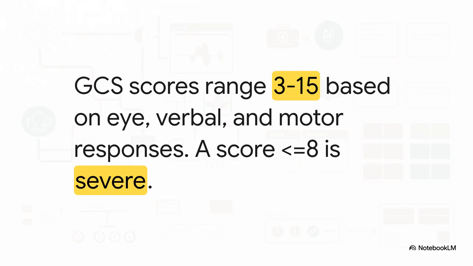Finally, we evaluate the severity of altered mental status using the Glasgow Coma Scale, or GCS. This scores the patient's eye, verbal, and motor responses, with the total score ranging from 3 to 15. A key threshold to remember for clinical triage is that a GCS total score of 8 or lower is classified as severe.